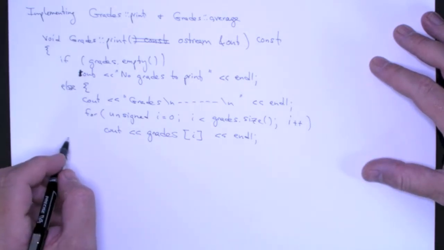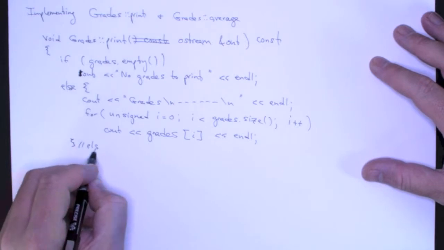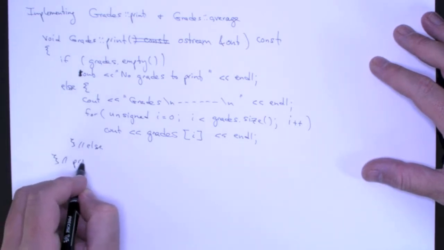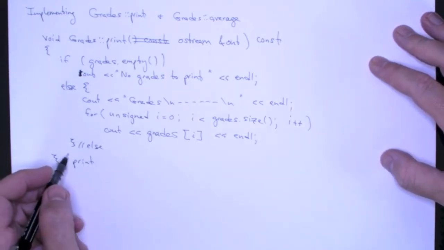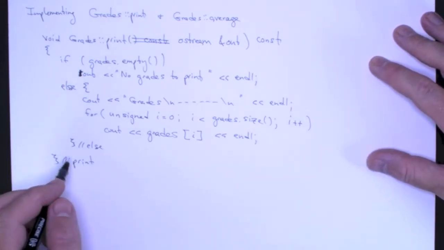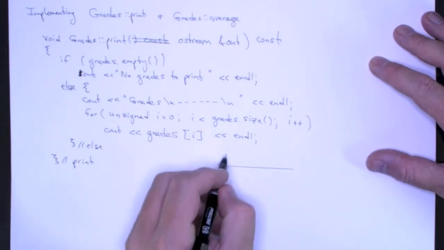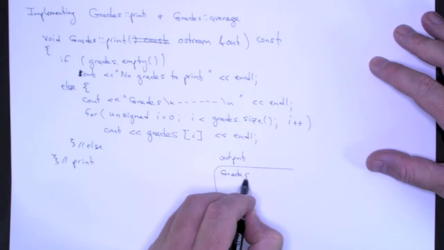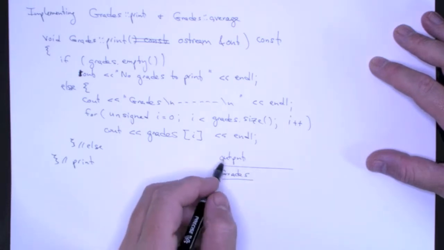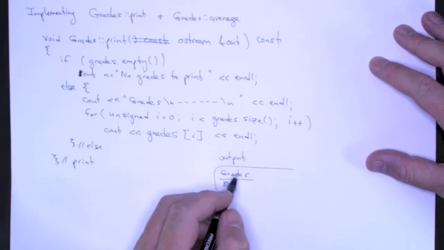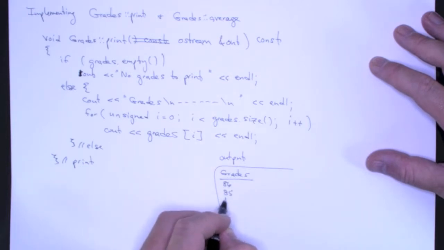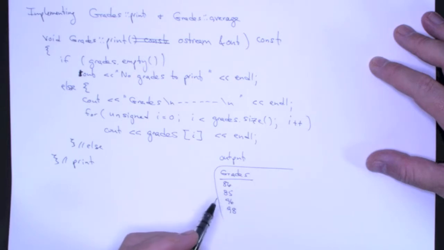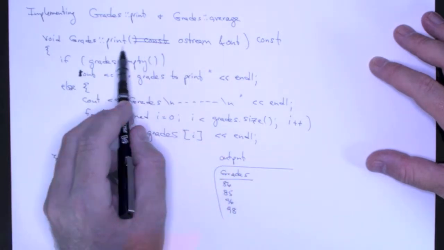That's the end of my for loop. This is the end of my else, and that's the end of my print method. So if we look at the grades that I had before, the output will be something like grades, and then you'll get the grades 86, 85, 96, and 98, and this will go to the console when you call the print method.